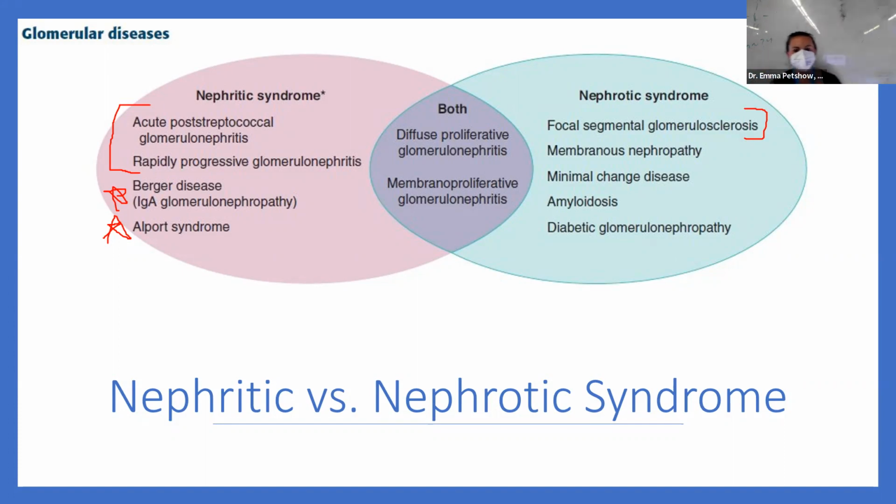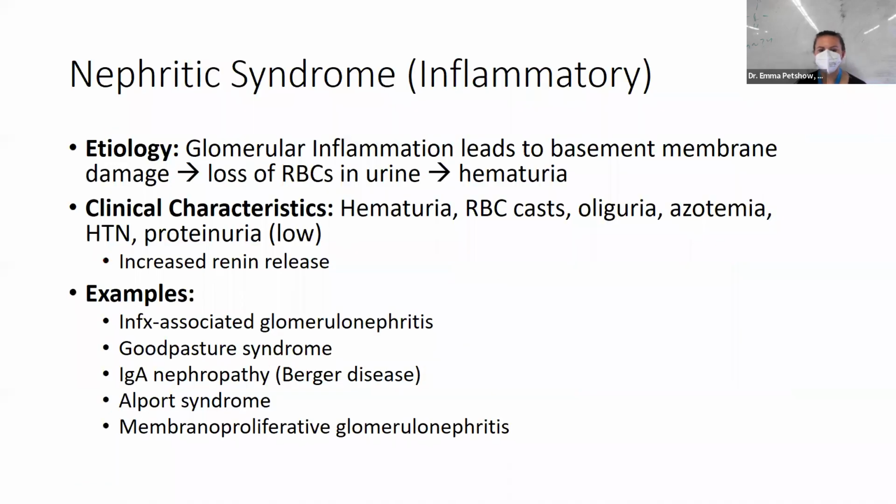And then you have conditions that can play both directions. So diffuse proliferative glomerulonephritis and membranoproliferative can be both nephritic and nephrotic. So we'll define what is a nephritic syndrome next.